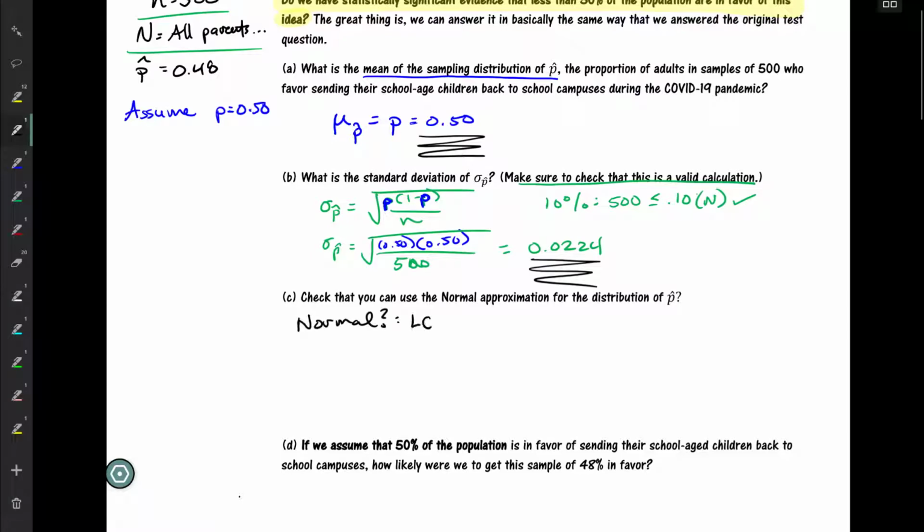Is this going to satisfy that normal condition? Remember, we checked that with the large counts condition, which says that n times p must be at least 10, and n times 1 minus p must also be at least 10. But again, we make sure we use that assumed value for p, which is 0.5. Our sample size was 500, and I don't need Desmos to know that 50% of 500 is indeed more than 10, and that goes for both parts of this calculation. So yes, we can use the normal condition. Now we can finally answer the question.